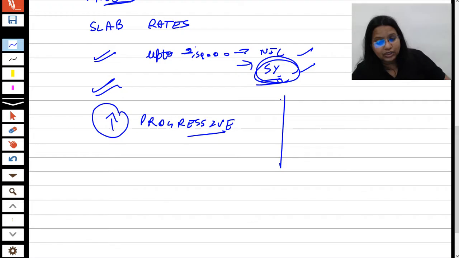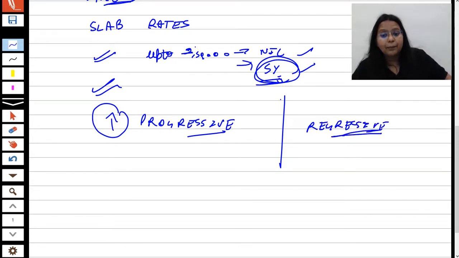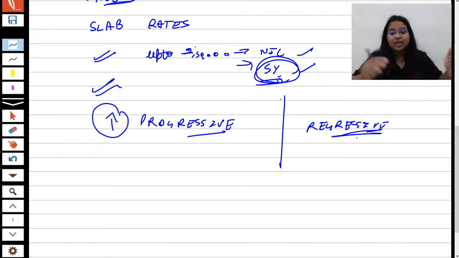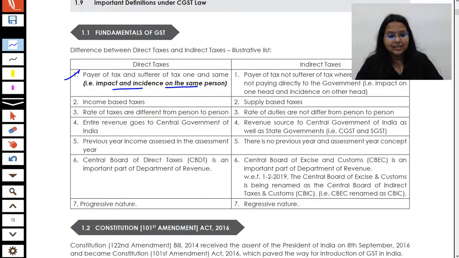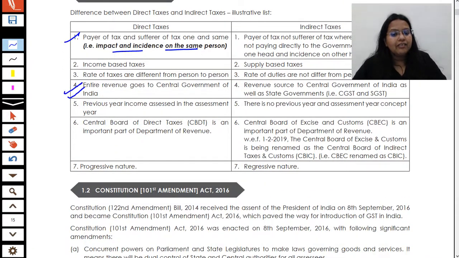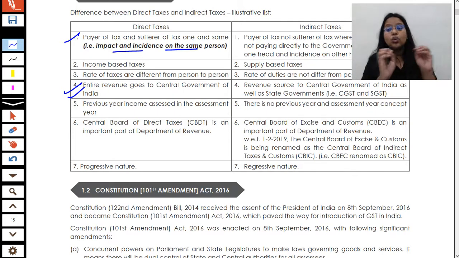Comparatively, the direct taxes are progressive in nature, but the indirect taxes are regressive in nature. Why are they regressive in nature? Because the tax rate for all persons is the same. Okay. Now students, the next point is, the entire revenue of direct taxes goes to the central government of India, but in indirect taxes there shall be CGST as well as SGST also. It means it's a dual model GST. I told you in the regular class also, that GST is a dual model concept.